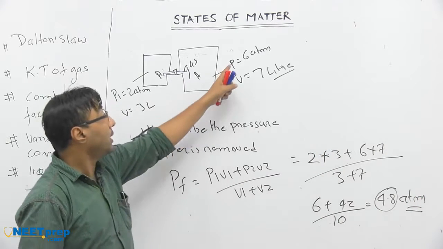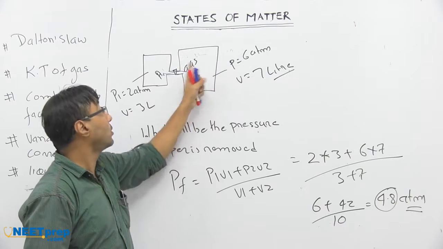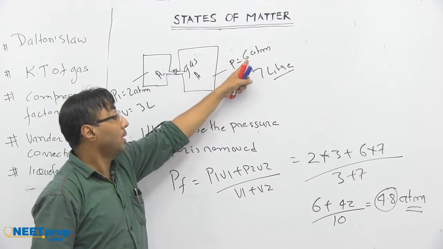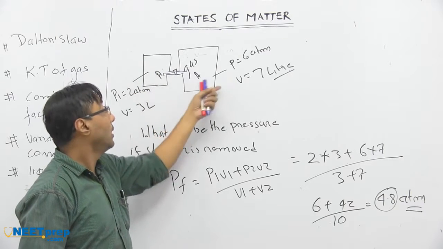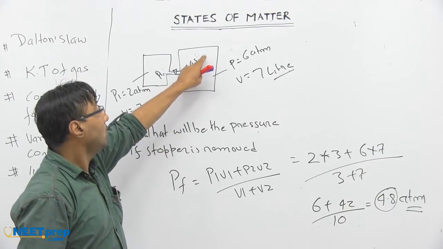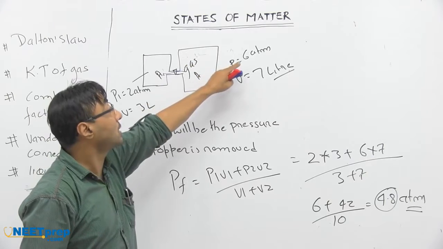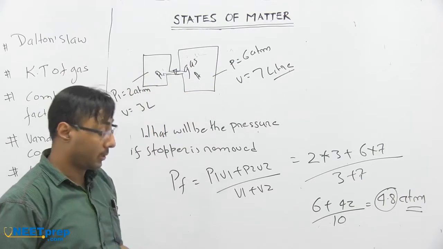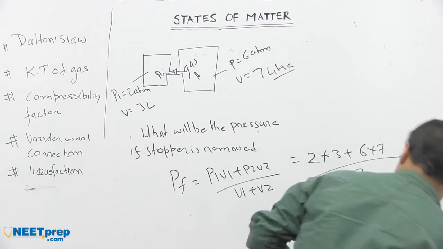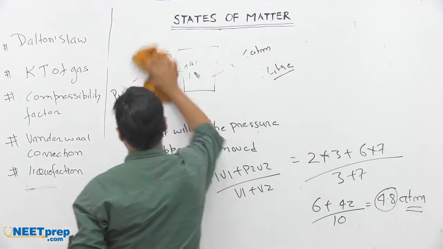Because gas moved from this side to this side, the pressure here went from 2 to 4.8, and that's why here the pressure will come down from 6 to 4.8. Here the pressure will go from 2 to 4.8. Now the next topic is kinetic theory of gases.